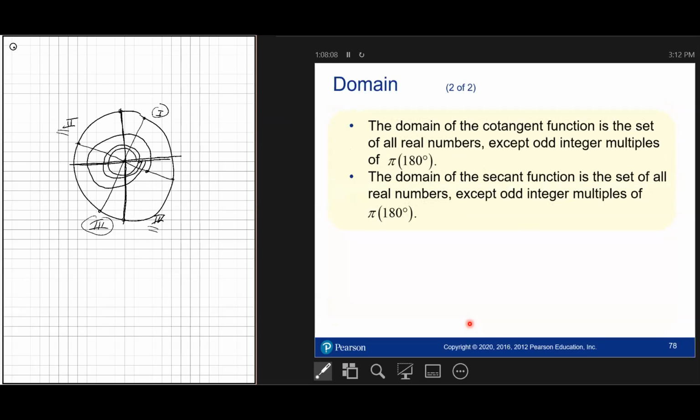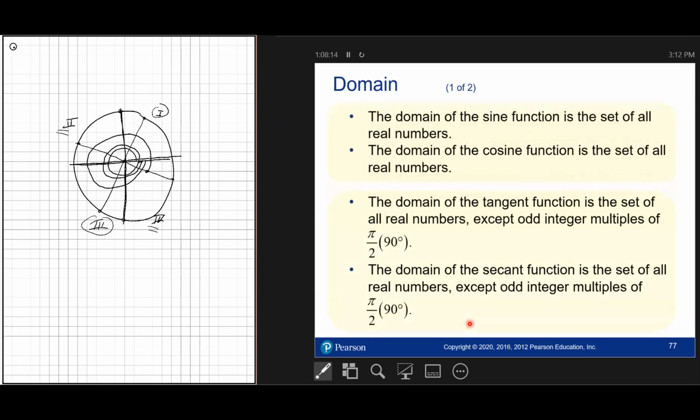Hey, sir, what was the third one after tangent? Cosecant. Secant. Thank you. Because when the cosine is 0 or the X value is 0, then secant does not exist, because you get 0 in the denominator. It's undefined.